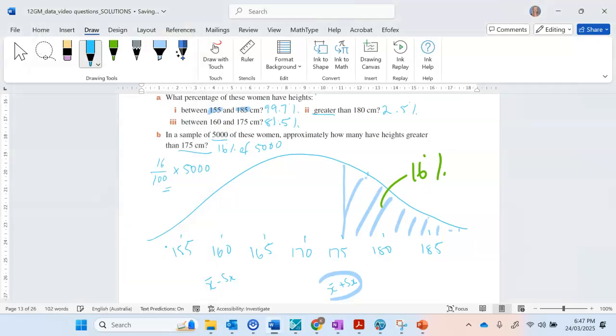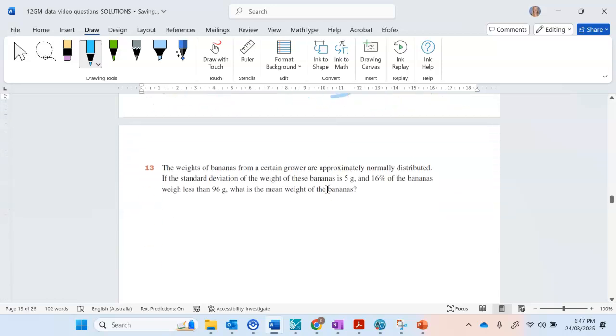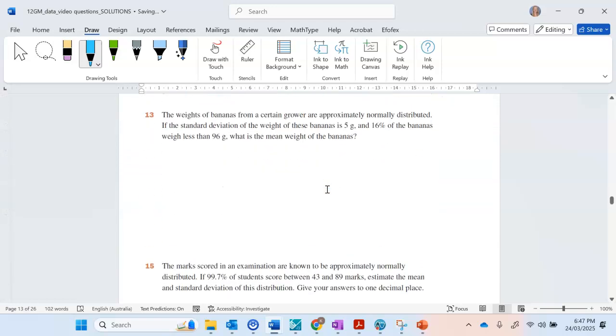And so 800. All right, so 800 women. So question B is a typical exam type question. Question A is a little bit on the easier side, so you might have both types of questions. All right, let's have a look at question 13 and then we'll do 15.